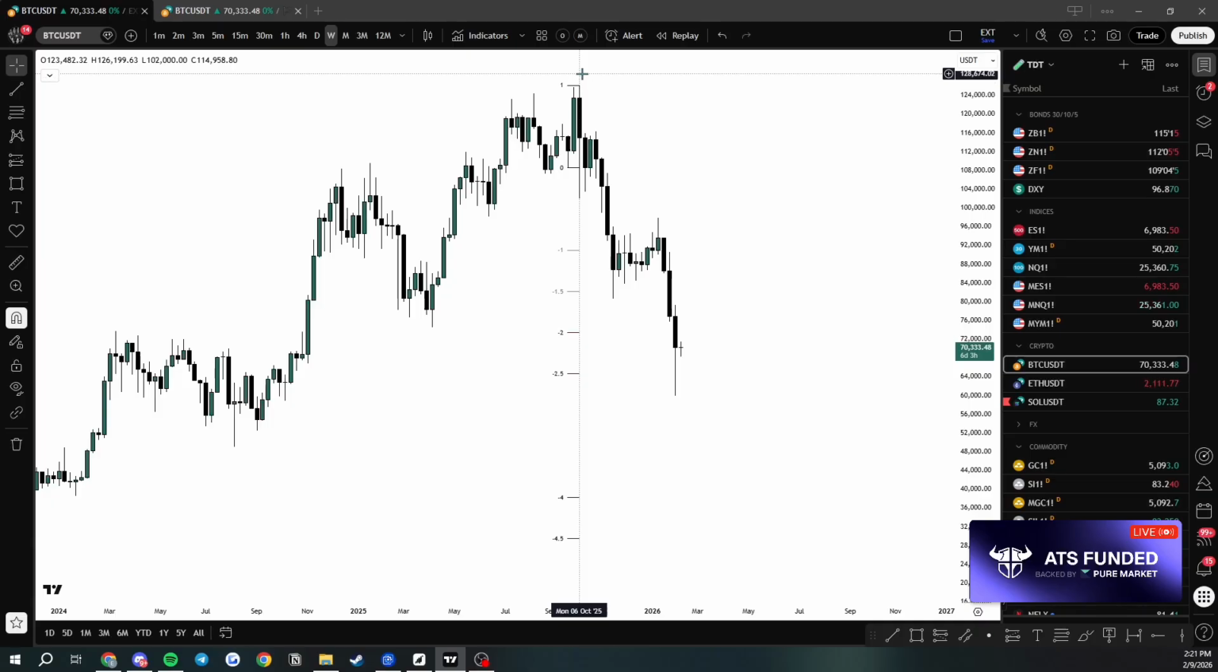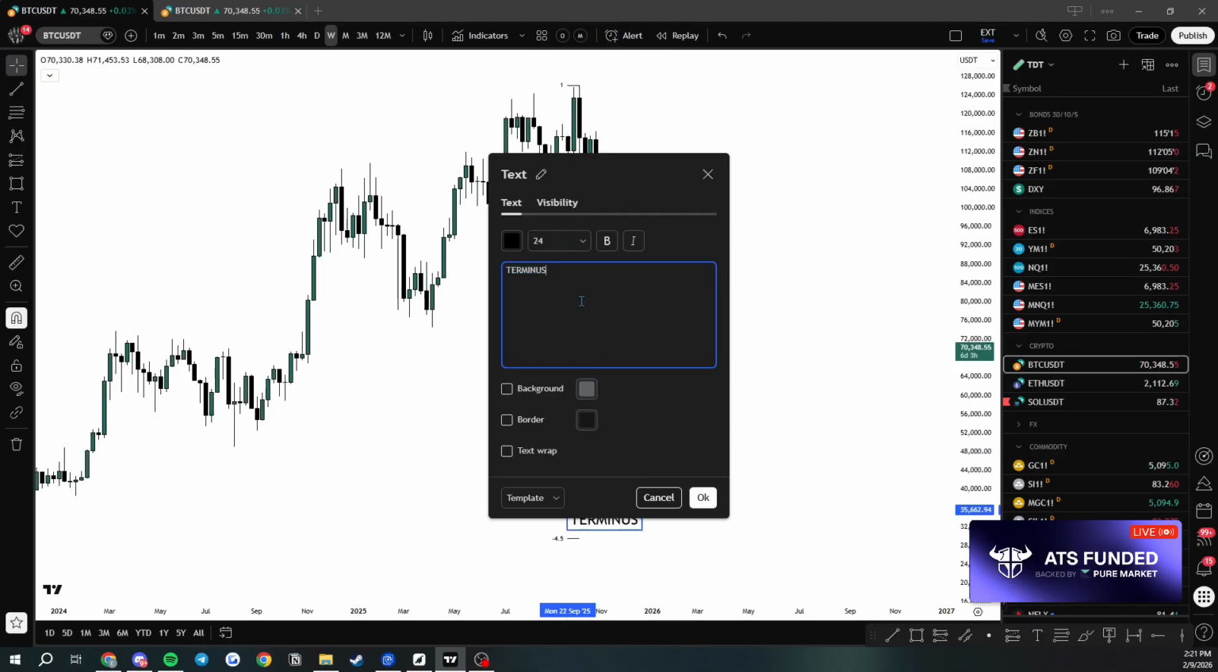So that being said, we're going to start off with Bitcoin. We're drawing our standard deviations. We should already know by now that -2 to -2.5 standard deviations is our retracement slash reversal zone, right? We know that the 4 to 4.5 is our terminus, aka max expansion.